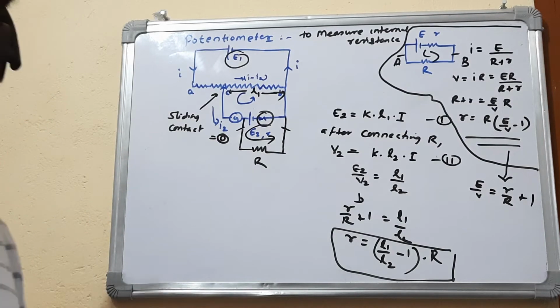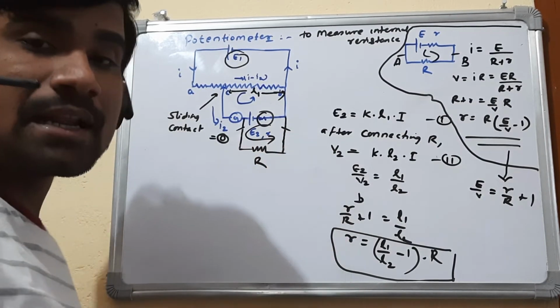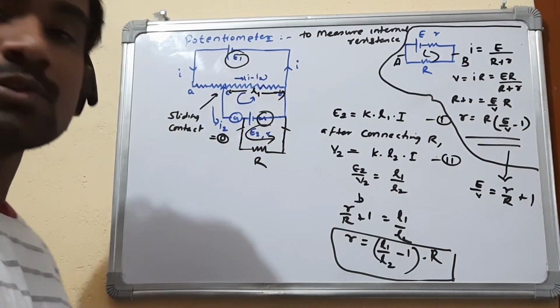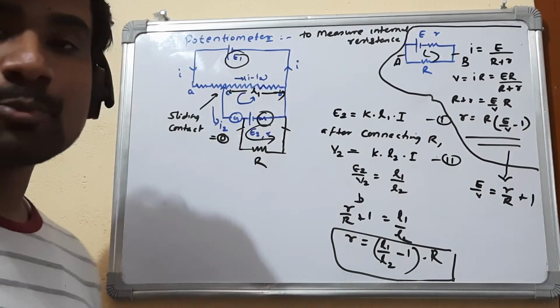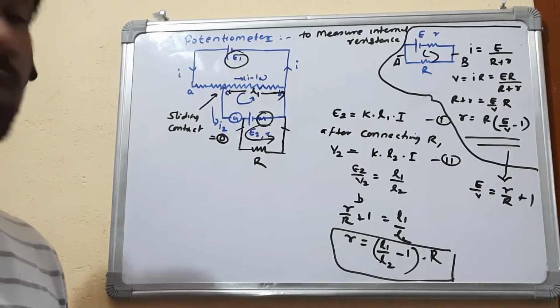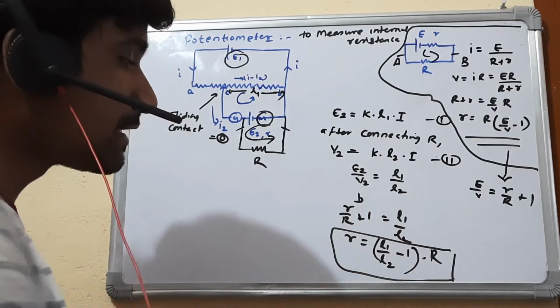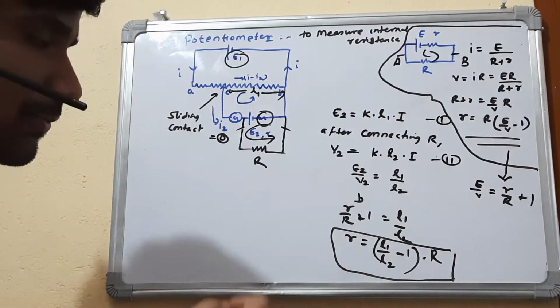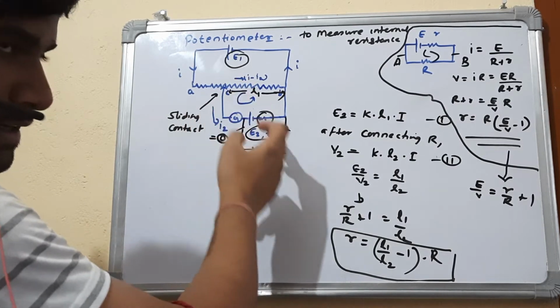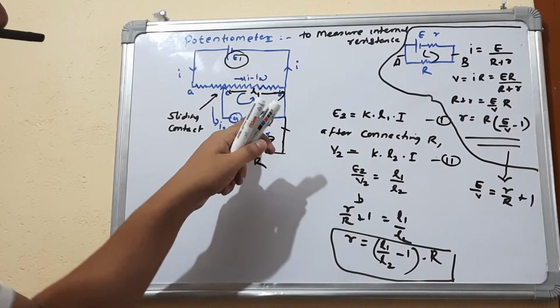So L1 is the balance point when this capital R was not in the picture. L2 is the balance point when capital R came into the picture. And capital R, since it is the known resistance, this is what we know. And using this expression, I can calculate the value of the unknown internal resistance, which is small r, placed with this cell.